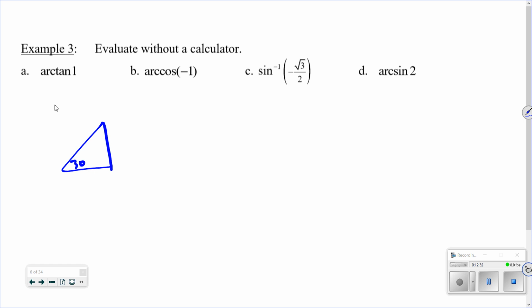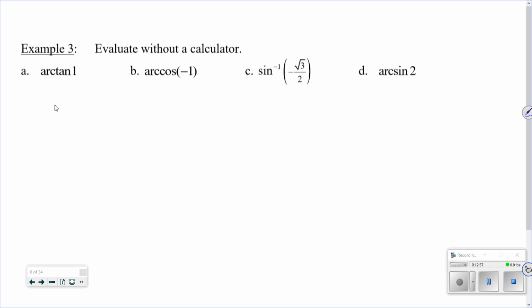30, 60, 90. And it's 1, 2, square root of 3. And we have our 45, 45, 90. So that would be 1, 1, square root of 2. Remember, tangent is opposite over adjacent, so it would be 1 over that. It's a 45 degree angle that gives us a tangent value of 1.